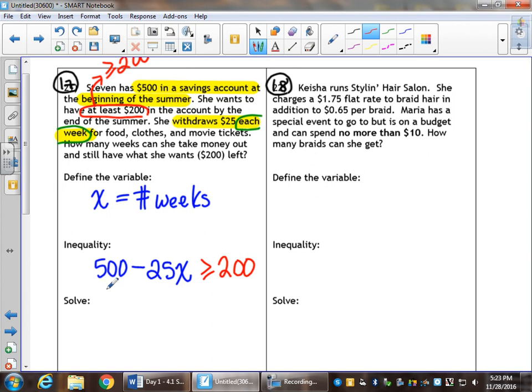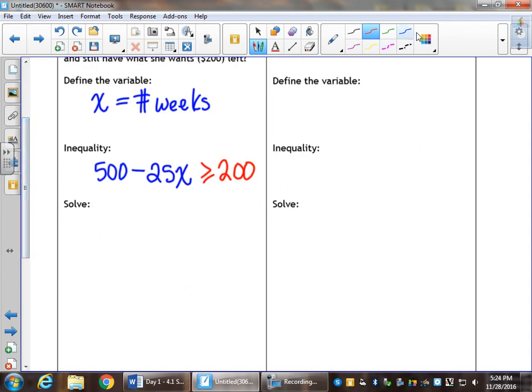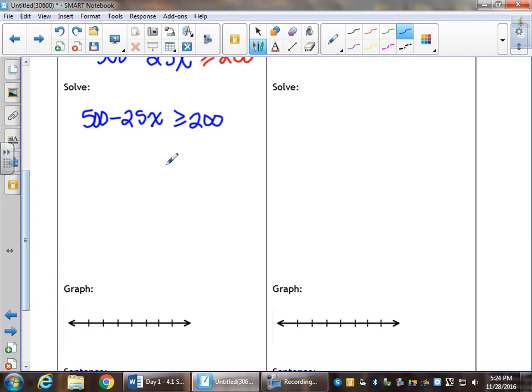Start with 500 in the account, withdrawing $25 per week, and wants to have at least 200 in the account. There's our inequality. Now we can solve. So I'll rewrite it. 500 minus 25x greater than or equal to 200. Let's solve.